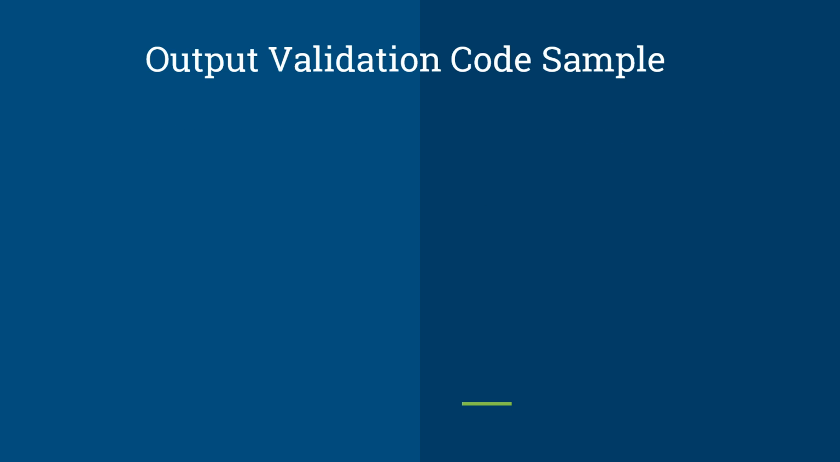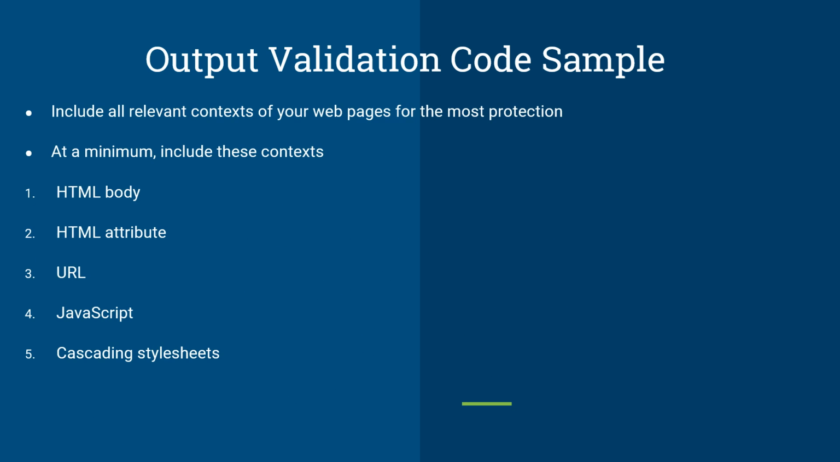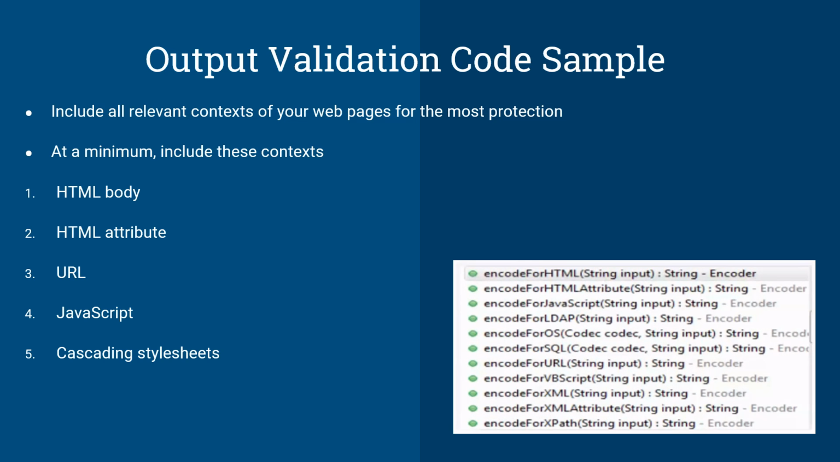Finally, I want to make you aware of the many contexts that need to be encoded. This can be a bit dizzying because you don't realize how many attack vectors are available on a website until you start watching demos or seeing exploits. It's very important that you provide encoding for all the different contexts that might be on your web page. At a minimum, look at these contexts: HTML body, HTML attributes, URL, and any JavaScript, including JSON, jQuery types, cascading style sheets, etc.